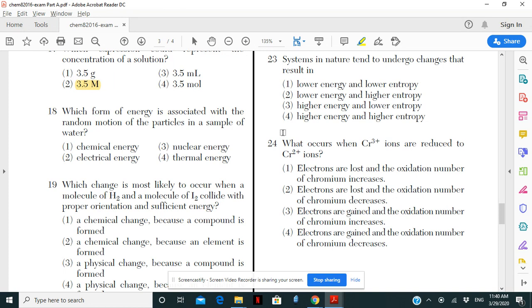Nuclear energy, I don't split atoms or something like that, so it's not associated. Electrical energy, I don't have any source or solution to create electricity. So the only one is thermal energy. Thermal energy is responsible for the motion of the particles because it's giving the particles kinetic energy. So in that case, the answer is going to be thermal energy.